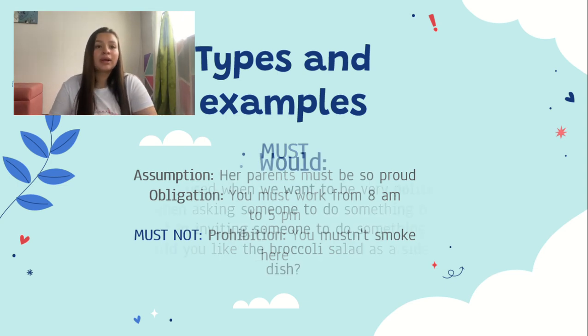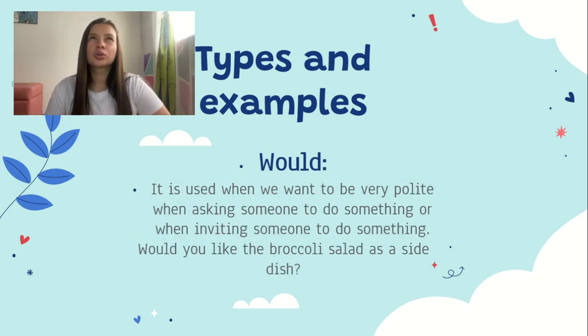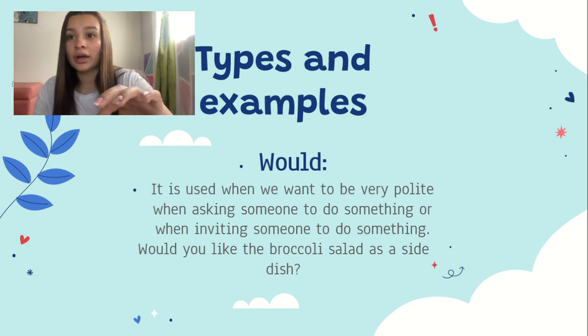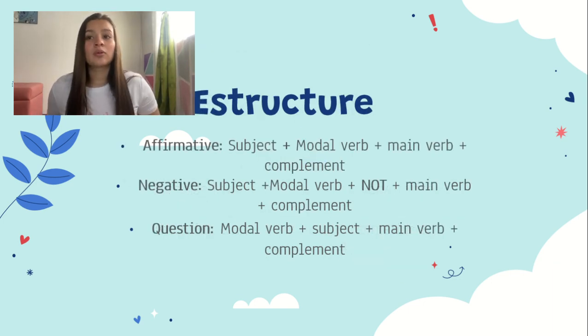And the last one, we have would. Would could be, for example, the future of can, and it is also used when we want to be very polite. For example, when we need to ask someone to do something, and when we are inviting someone to do something. For example, a little example, would you like the broccoli salad as a side dish? Something like that.